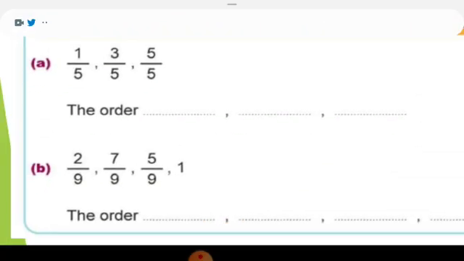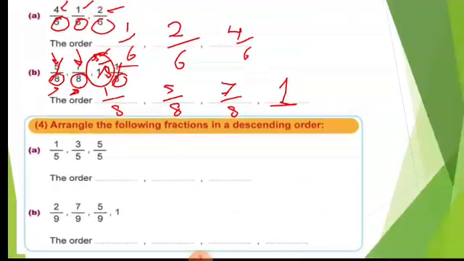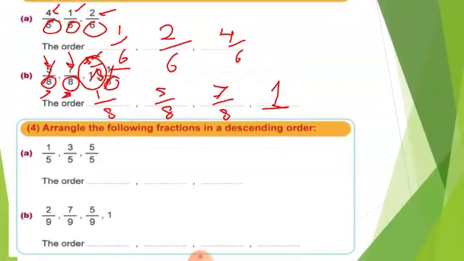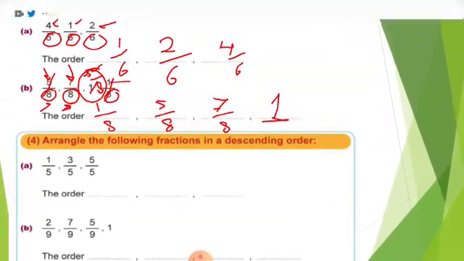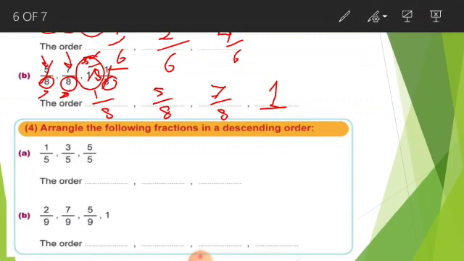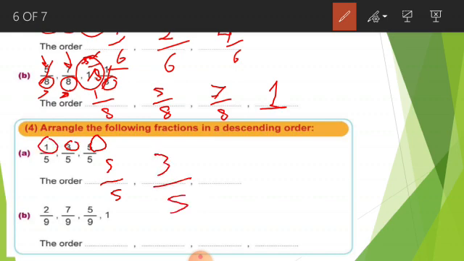Here, in descending order, from the biggest to the smallest. Where is the smallest number here? Where is the biggest number here? We must make sure we have the same number at the denominator. We have 1 over 5, 3 over 5, 5 over 5. Where is the biggest one? 5 over 5. I will compare the numbers at the top. The next one is 3 over 5. The smallest one, the last one, is 1 over 5.